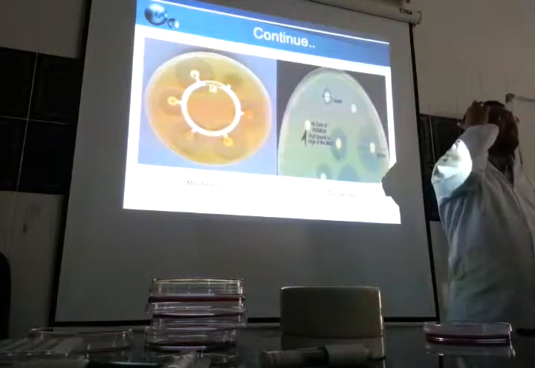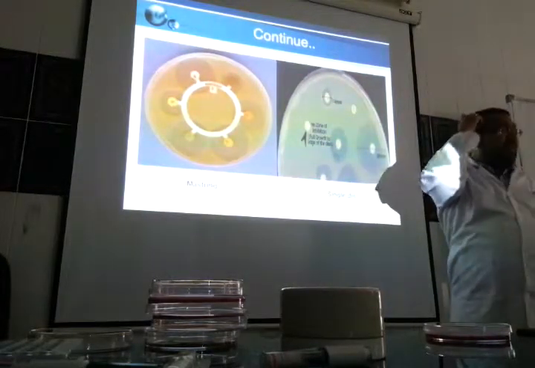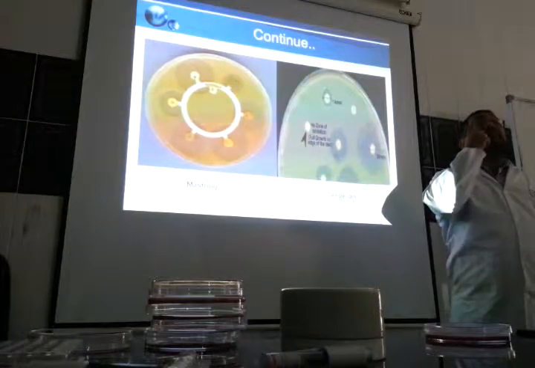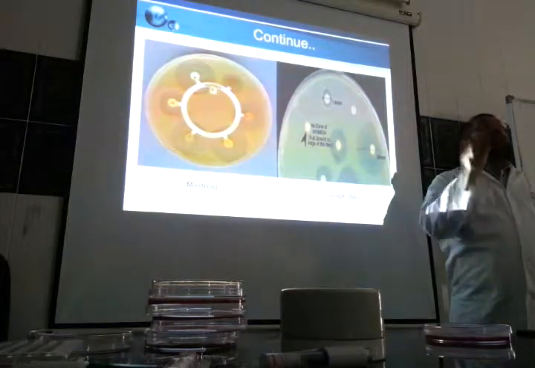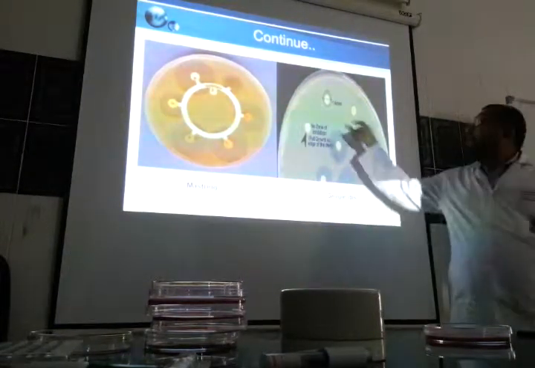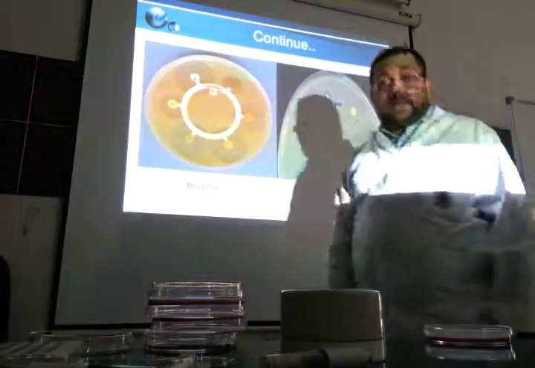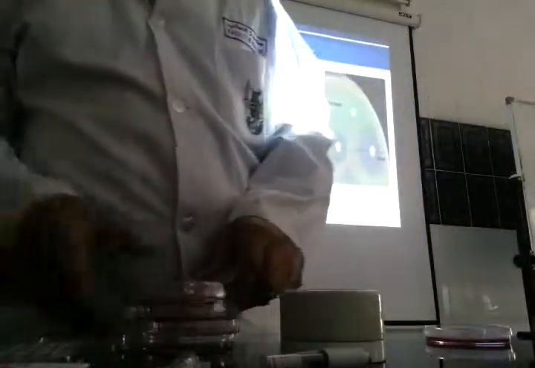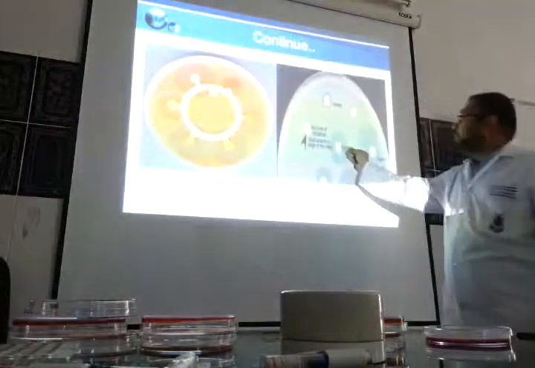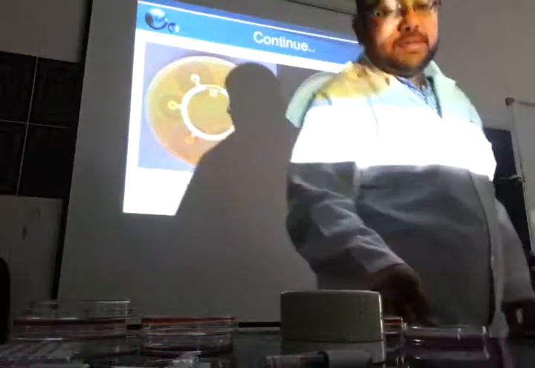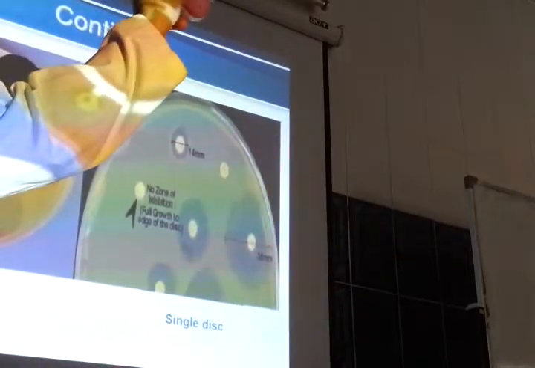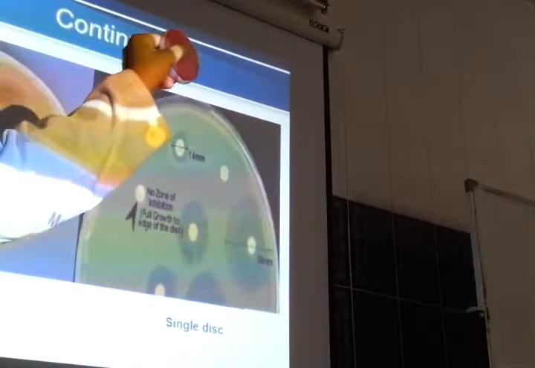How do we measure the size of the zone of inhibition? Diameter. Good. In millimeters, not centimeter, not inches, in millimeter. You put your scale, like this, and you measure the size. You put it here, you see the zone of inhibition, you put like this, and measure the size of the zone of inhibition. Okay? This is very important.